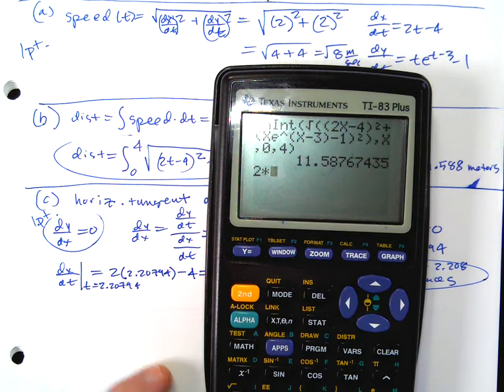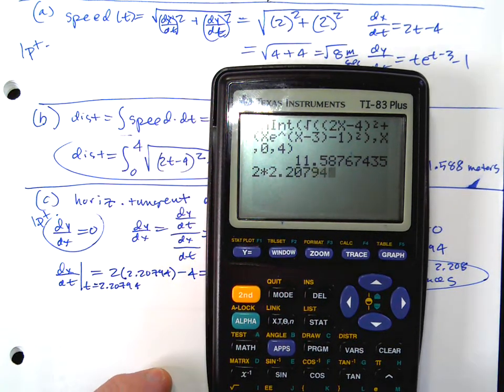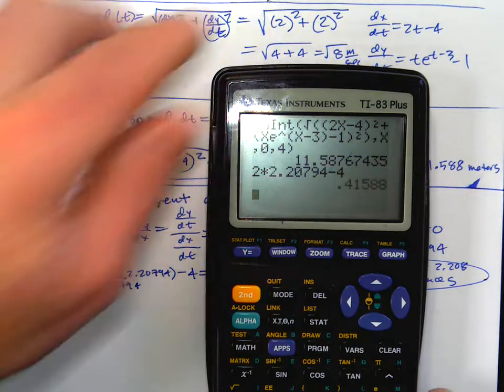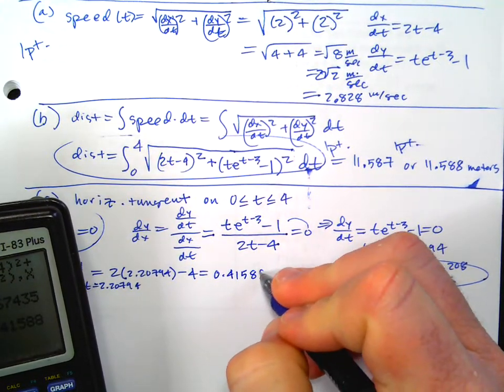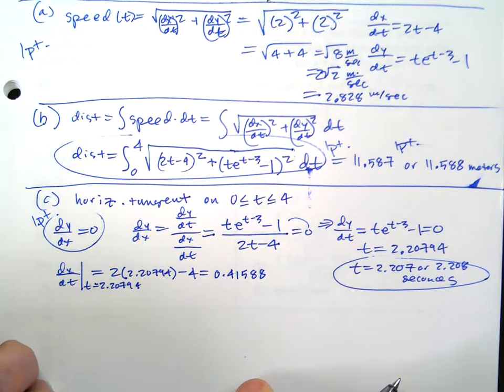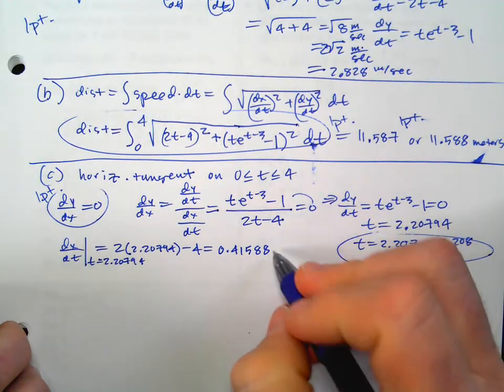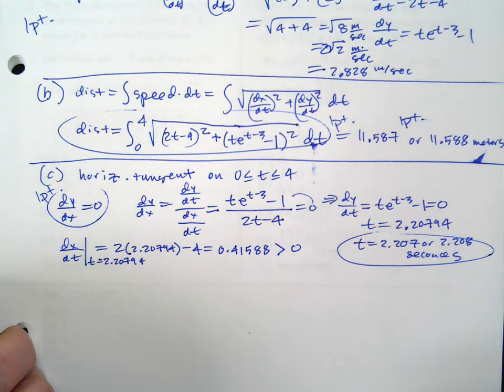2 times 2.20794 minus 4 equals 0.41588. And since that's positive, that means it's moving to the right, because x is in the left-right direction.